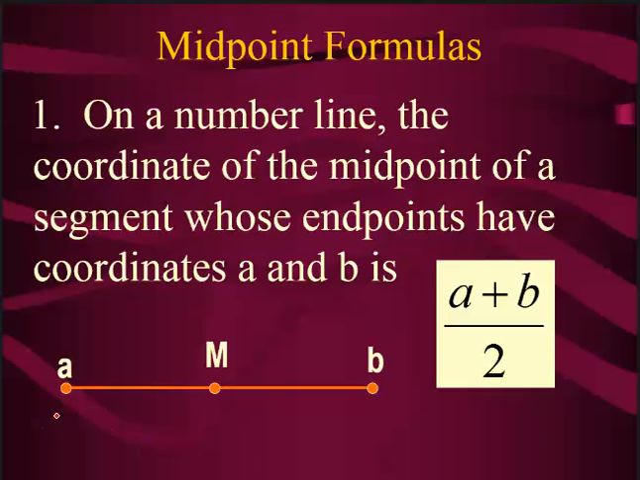So let's say A is -2 and B is 8. Then where is M? Well, I'm going to add these two together and divide by 2. I get 6 divided by 2, which is 3. So M is 3. Okay. So again, we're just averaging.